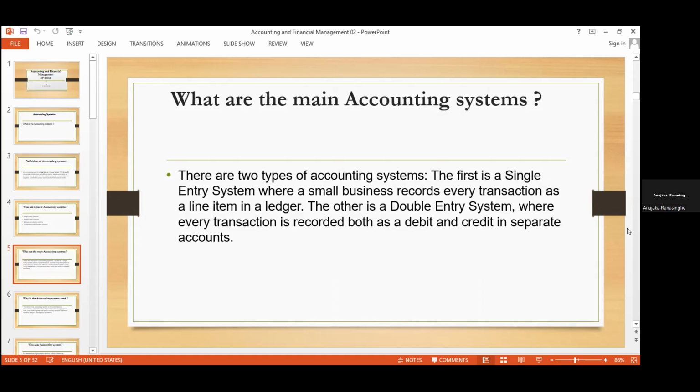There are 2 types of accounting systems. The first is a single entry system, where a small business records every transaction as one line item in a ledger. That is a single entry system. The other is the double entry system, where every transaction is recorded both as a debit and a credit in separate accounts.